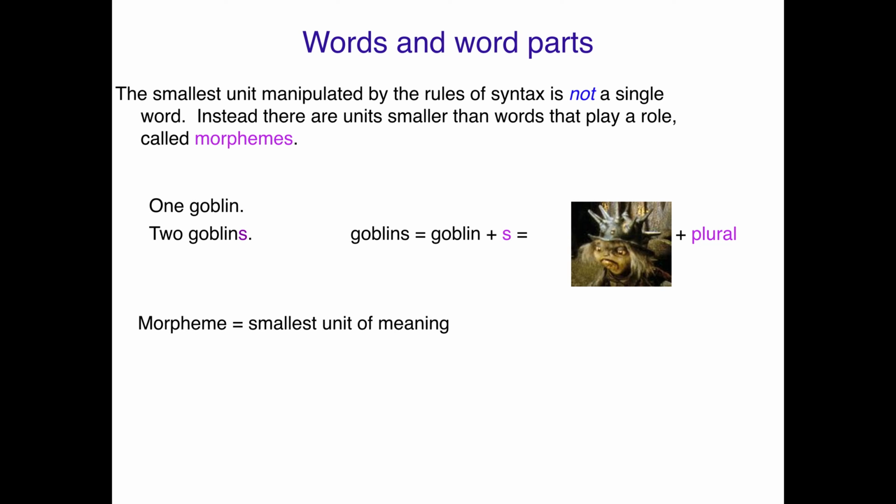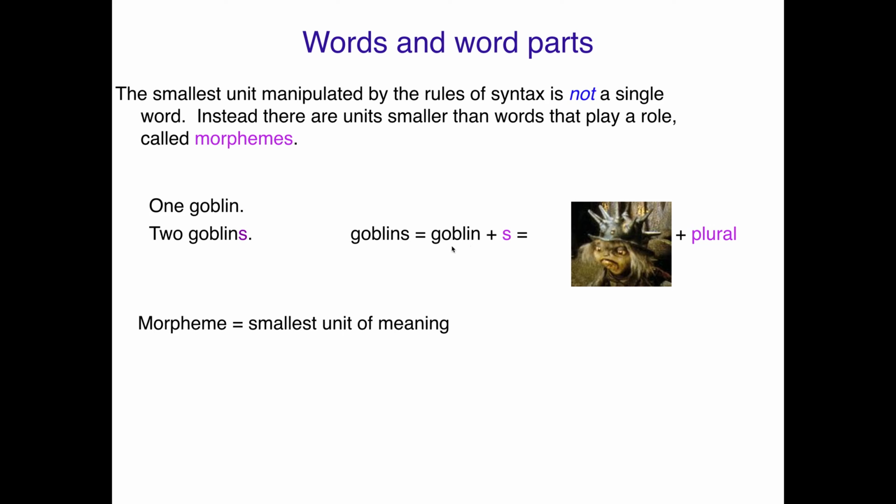So the smallest unit manipulated by the rules of syntax is not actually what we think of as a word. Instead, there are units smaller than words that play a role, and these units are called morphemes, meaning-bearing units that may be what we think of as a word, but sometimes are smaller. A nice example of this is the word goblin. So one goblin, two goblins, and the word goblins is actually made up of two morphemes.